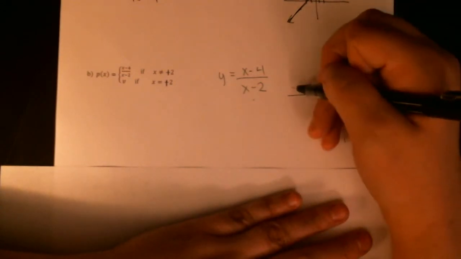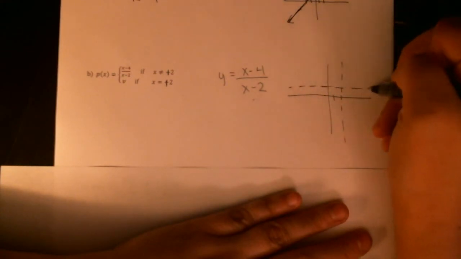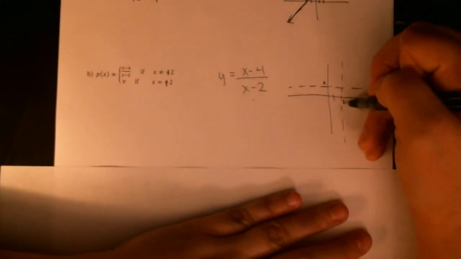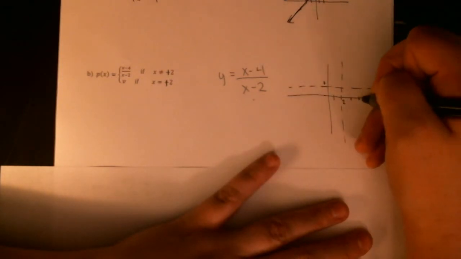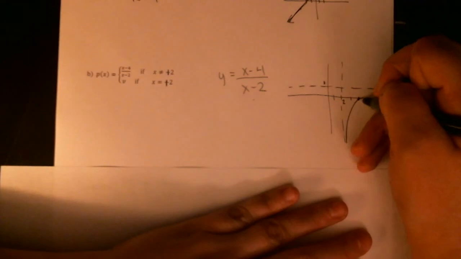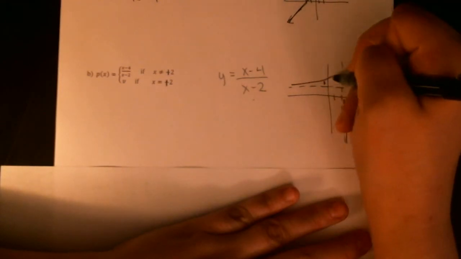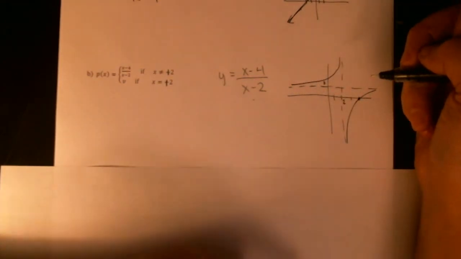Let's see, I can even figure out what this looks like. You could check with technology, but I think I can do it fairly quickly. So this is 2, 1, and it crosses the x-axis at 4. Okay, so this is a quick sketch of this function. That's what piece number 1 of my function looks like.